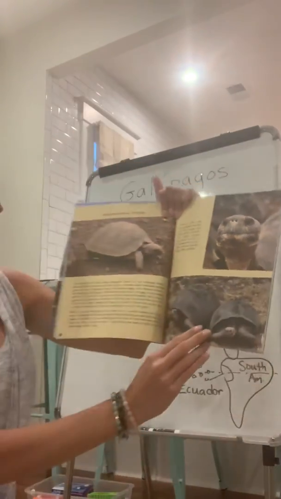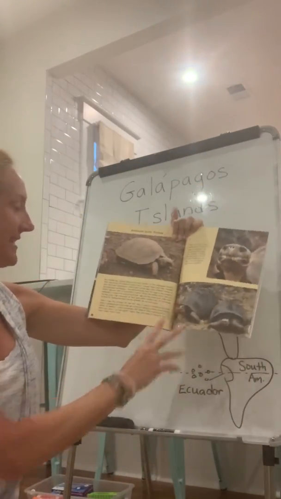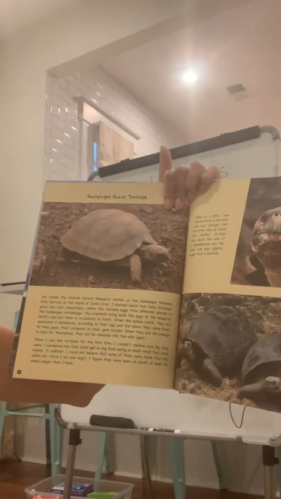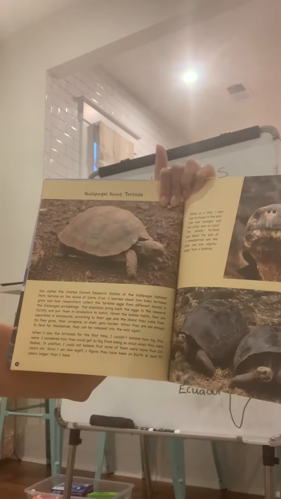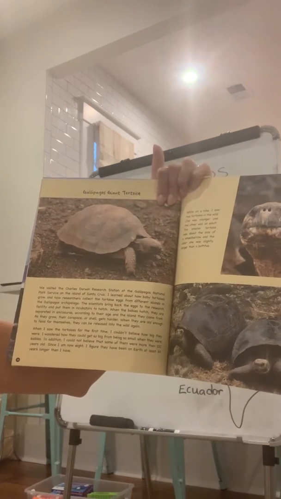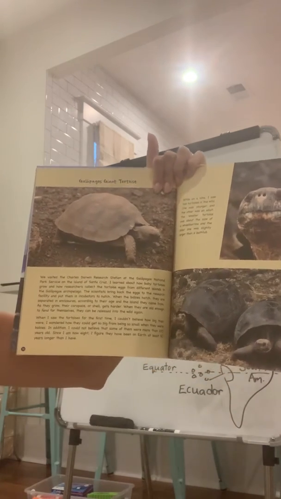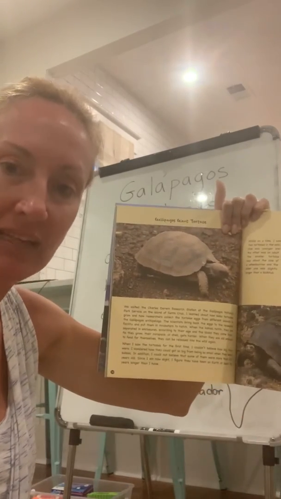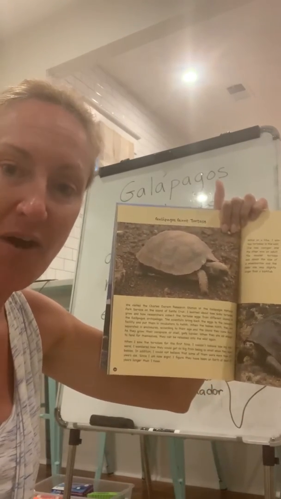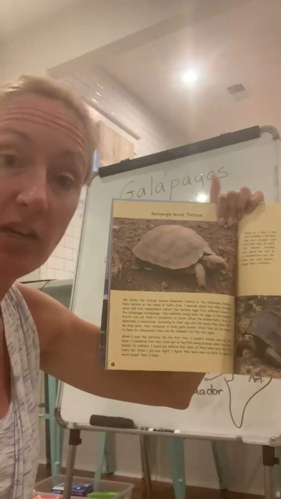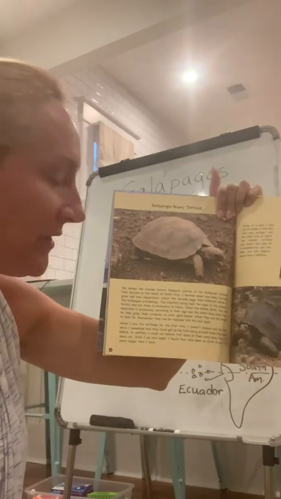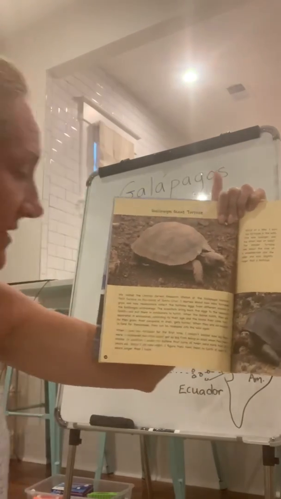Okay. Let me read you a little bit about what it says. It says, we visited the Charles Darwin Research Station at the Galapagos National Park Service on the island of Santa Cruz. And I'm going to have another video that shows you a map of all the islands, and I'll have some links on our page here that you can look at to see maps of where the islands are and learn a little bit more information about the islands.